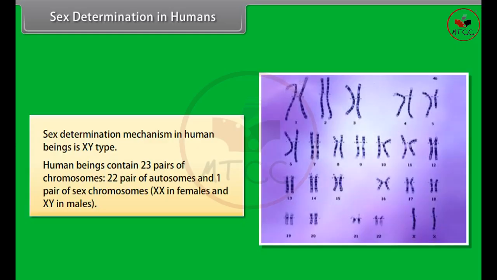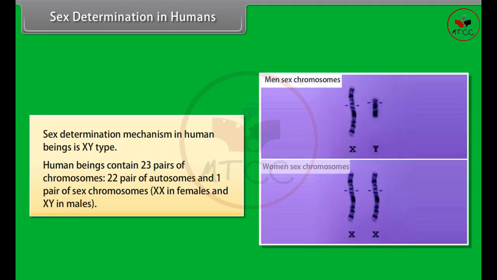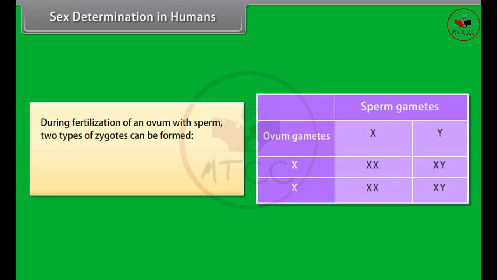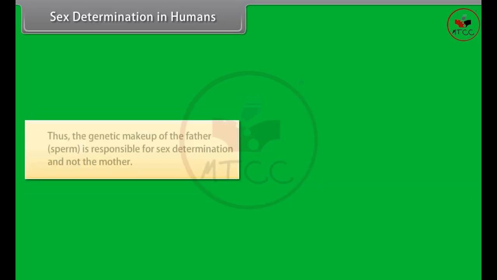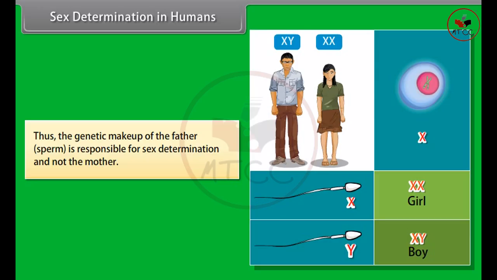Human beings contain 23 pairs of chromosomes, 22 pairs of autosomes and one pair of sex chromosomes, XX in females and XY in males. During fertilization of an ovum with sperm, two types of zygotes can be formed. Therefore, there is a 50% chance of birth of a male child XY or a female child XX. Thus, the genetic makeup of the father's sperm is responsible for sex determination and not the mother.